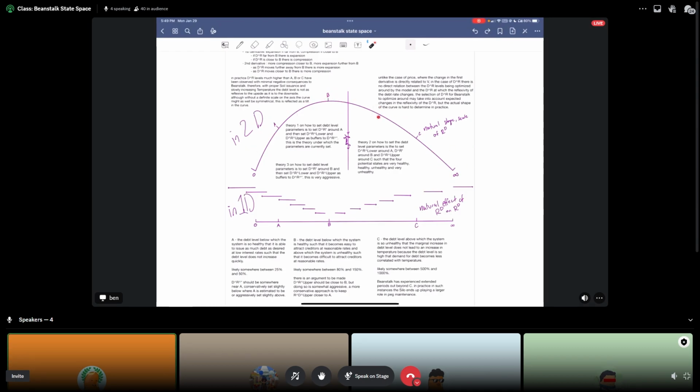So that's a little bit unclear. Should it be flatter? Should the curve be a little bit more to the left, a little bit more centered? A little bit unclear.